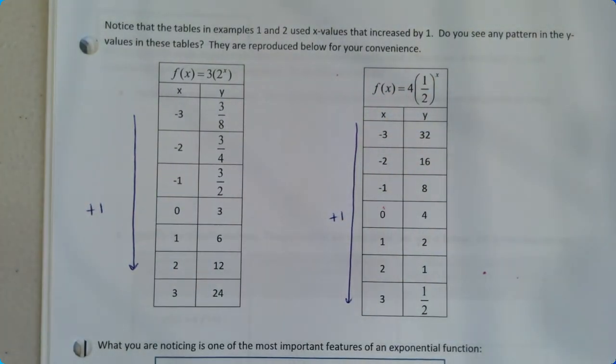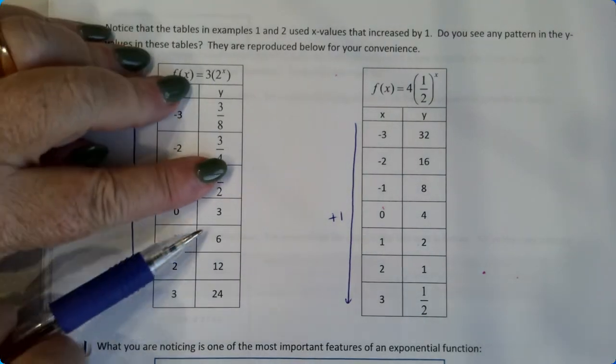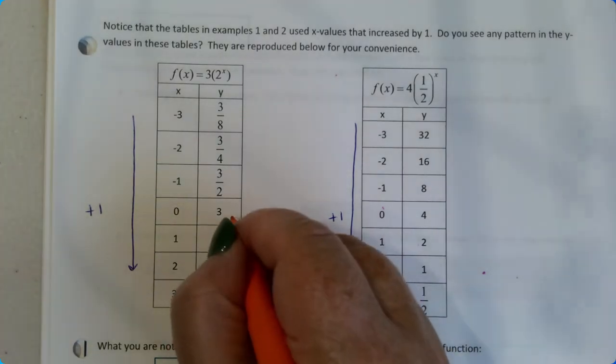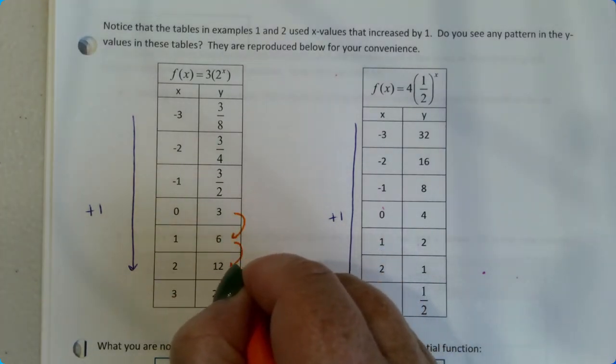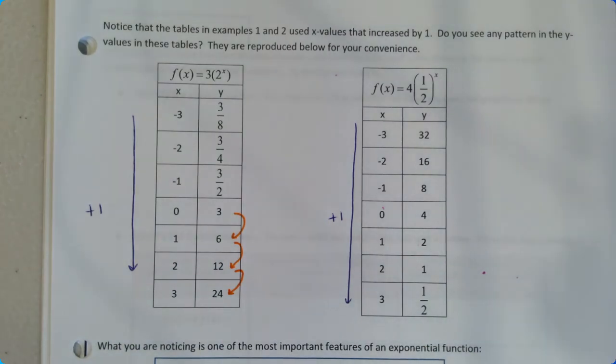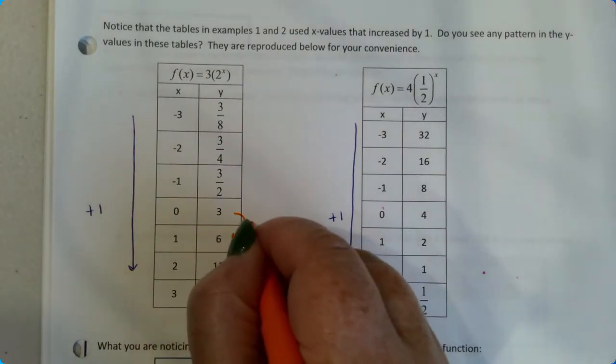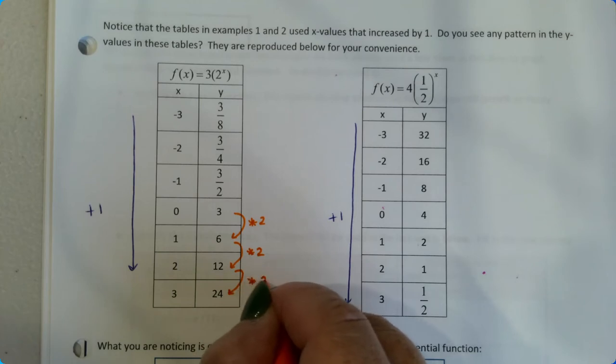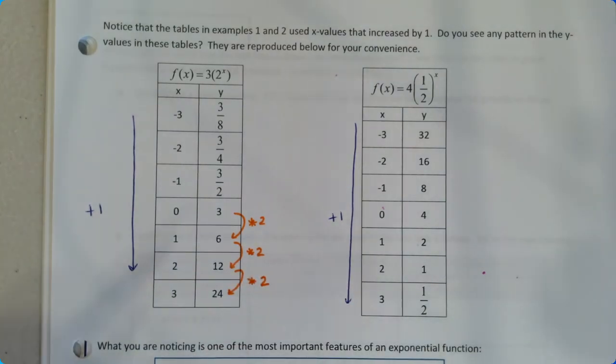And my question is, what's going on with the y values? Now, it may be easiest to see if you look at the whole numbered y values. Do you see here that they're not exactly going up by the same amount, but rather they're being multiplied by the same value each time, right? We're multiplying by 2, multiplying by 2, multiplying by 2. That same pattern occurs with the fractions as well. It's just a little harder to see for most of us.